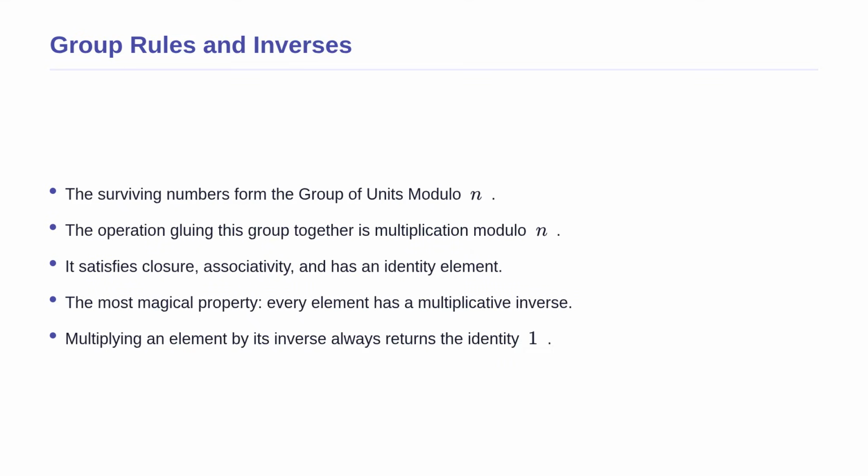For this set to be a valid group in abstract algebra, it must satisfy 4 strict rules: closure, associativity, having an identity element, and having inverses. The identity element is simply the number 1. But the most magical part of this group is the guarantee of inverses. Every single element inside it is guaranteed to have a multiplicative inverse. This means you can always multiply any element by another specific number in the set, and the result will wrap around the clock to get you exactly back to the identity element, which is 1.